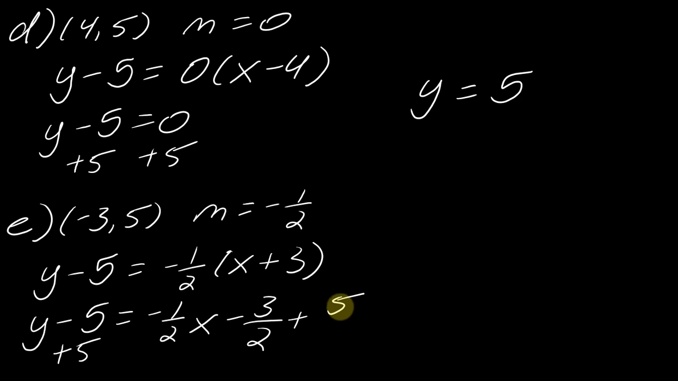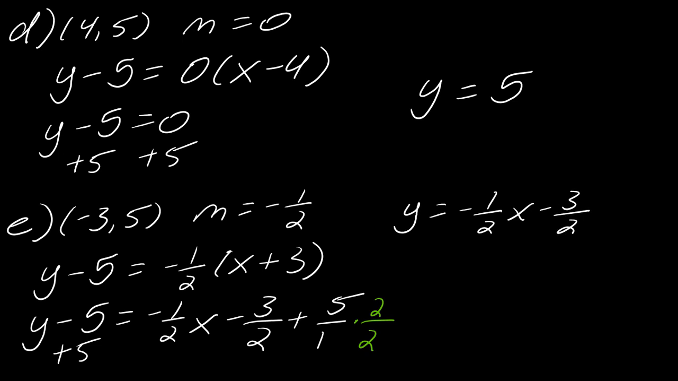Or I guess I could also convert it to a decimal, but this is a great chance to review fractions, so let's just do that. So I'm going to add 5 to this side, so I'm really going to think of this as 5 over 1. And now, so that I can add -3/2 plus 5, I'm going to convert this to a fraction. So I'm going to multiply the top and bottom of this by 2 over 2. So what do I get? I get y equals -1/2 x minus 3/2 plus 10 over 2. And so this will be y equals -1/2 x plus 7 over 2.